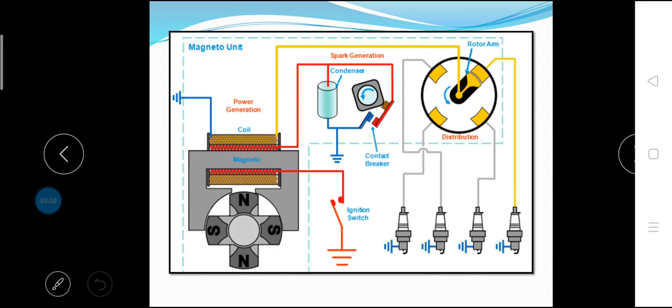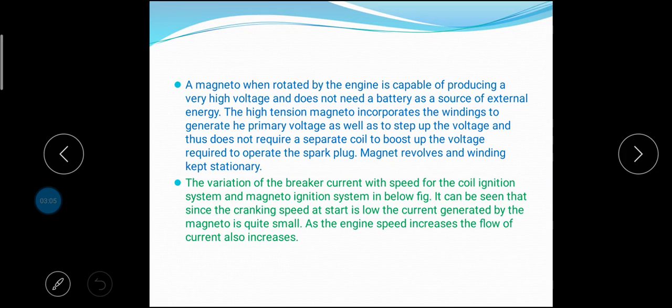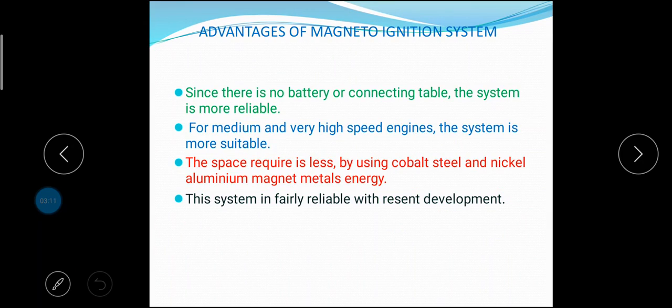This is another schematic diagram of magneto ignition system. This is the basic principle of magneto ignition system I have told earlier. Let us discuss what are the main advantages of magneto ignition system.